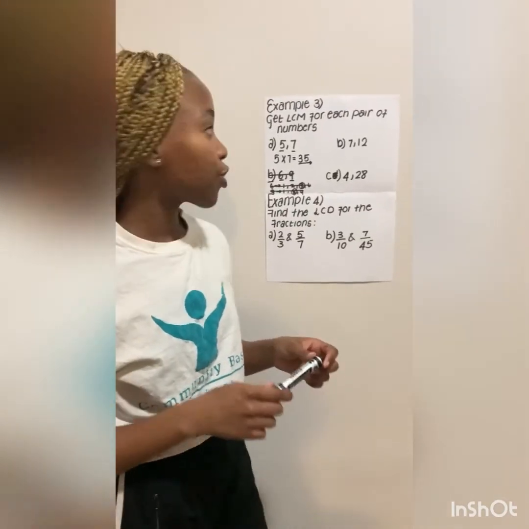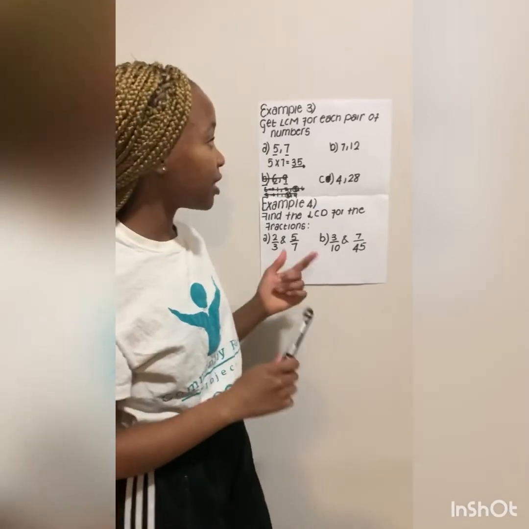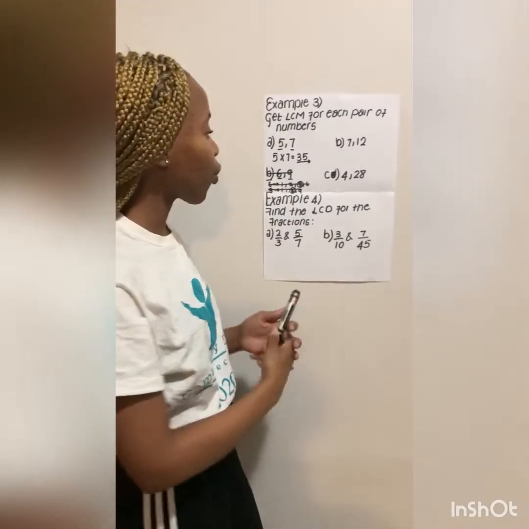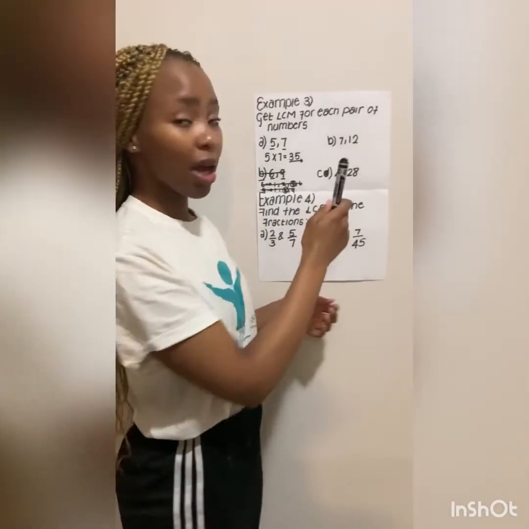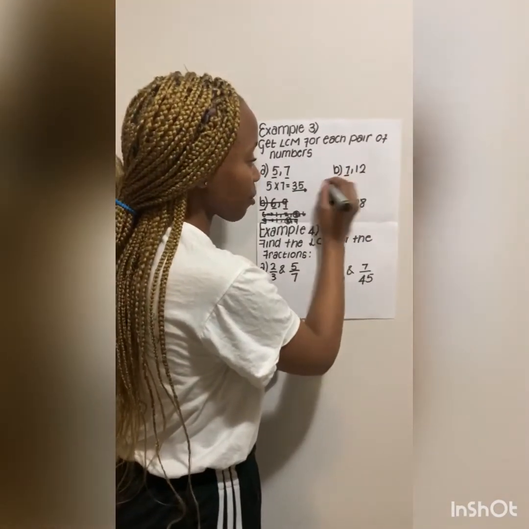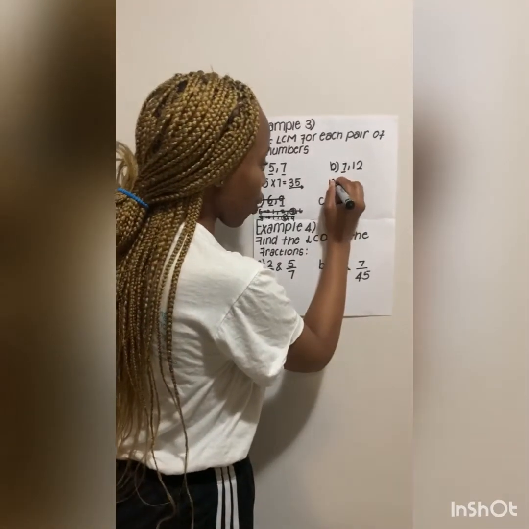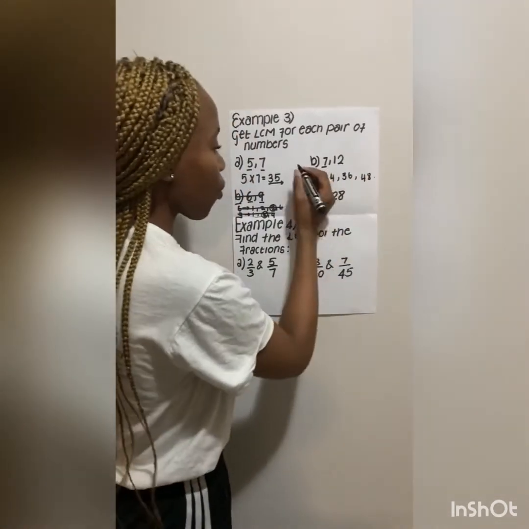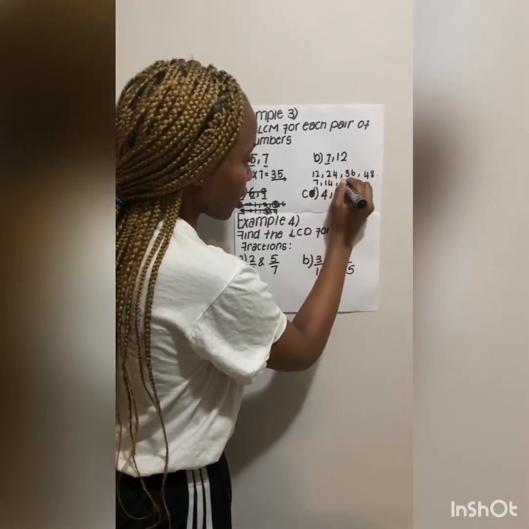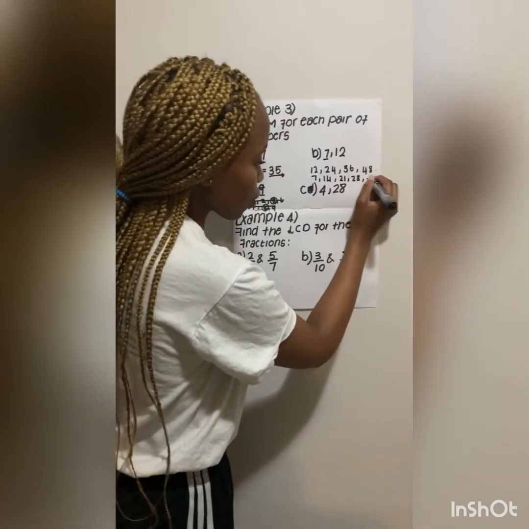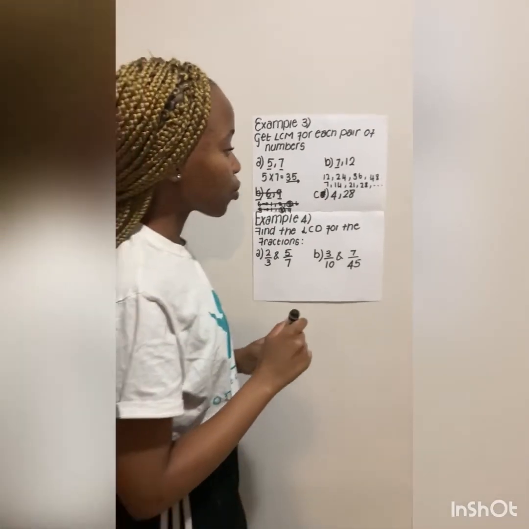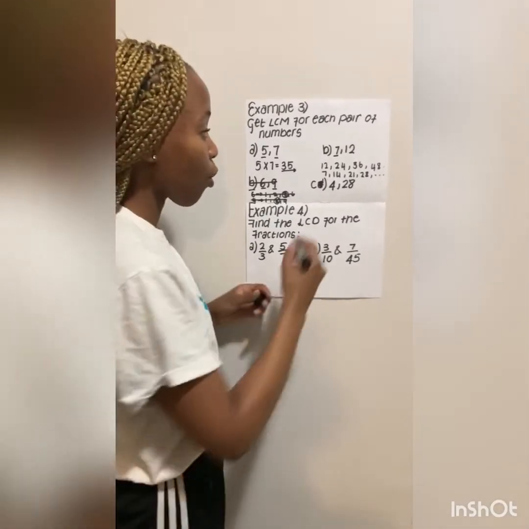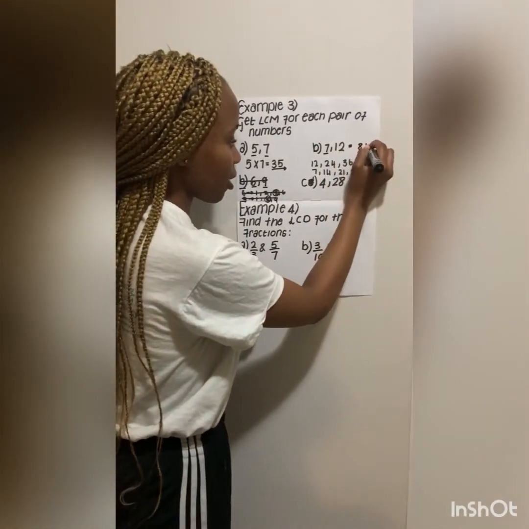We move over to example 3, where we are asked to calculate the least common multiple of each pair of numbers. For A, we have 5 and 7, which are both prime numbers. Therefore, we just multiply the two numbers. For B, we have 7 and 12, and 7 is a prime number. The multiples of 12 are 12, 24, 36, 48, whereas for 7 they are 7, 14, 21, 28, and so on. As we go on, we find that 7 and 12 do not have a common multiple. Therefore, we multiply the two to get 84.